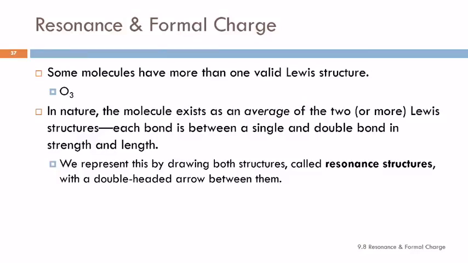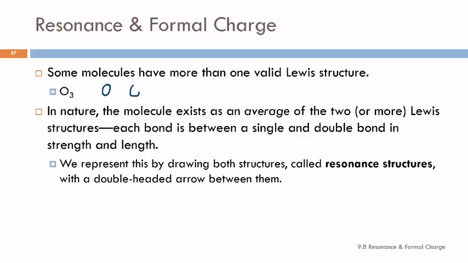Resonance and formal charge. Some molecules have more than one valid Lewis structure. Now, a couple slides ago, we looked at one where we could draw two good Lewis structures, but we're not sure if one's maybe better than another. Sometimes you can draw two different Lewis structures that are actually equally valid. So let's do ozone. Ozone is O3. It's like supercharged oxygen.